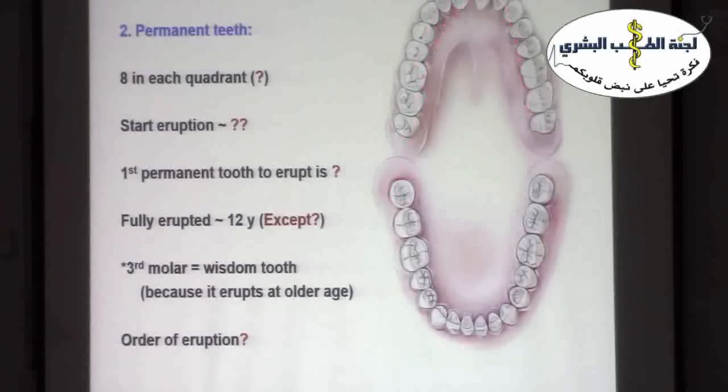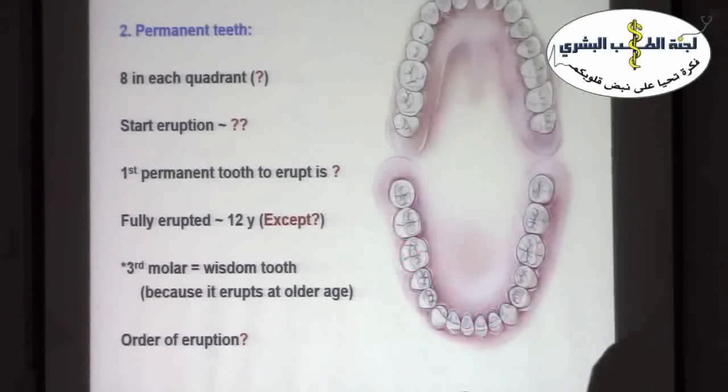First permanent tooth to erupt. They start to erupt at which age? 6 years. But what is the first tooth? First molar. Good. Why? It's not the central incisor. It's this one. This is the first permanent tooth by far. First molar. None of these.